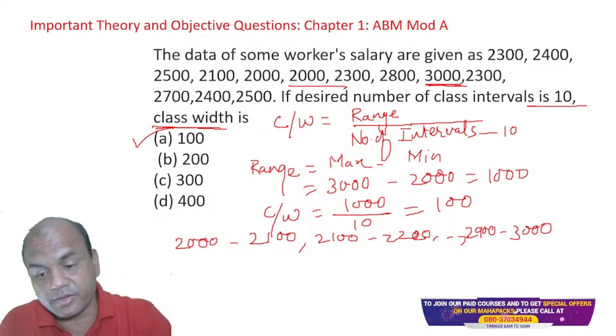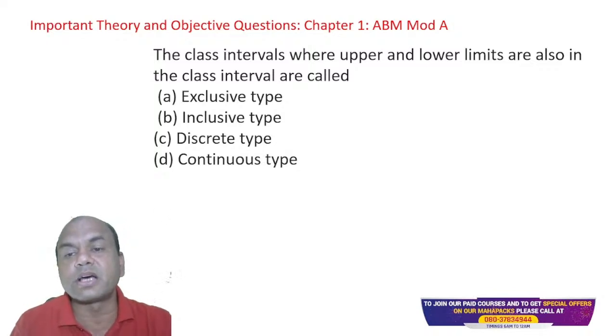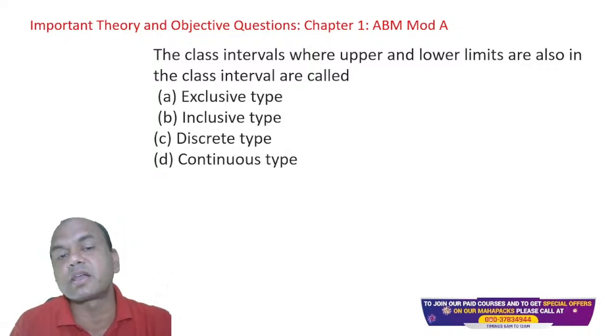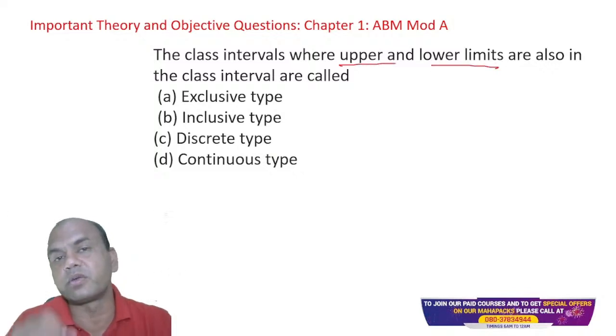So this is 100. The class intervals where the upper and the lower limits are also included in the class interval are called as, here, upper and the lower limits are also included. Now what do you mean by this?